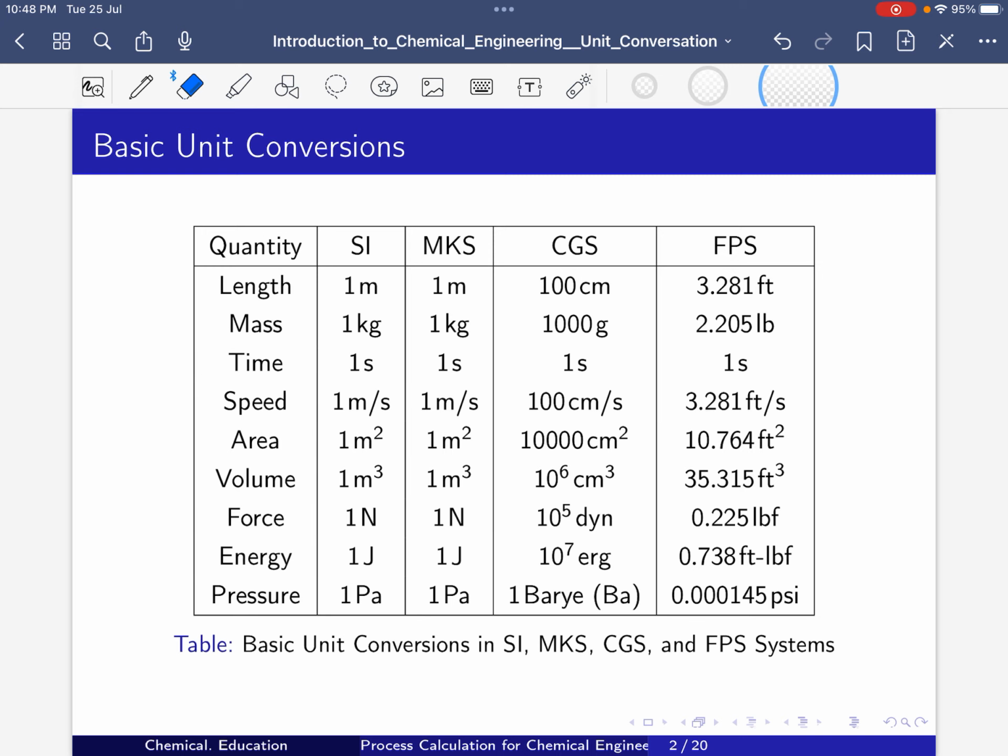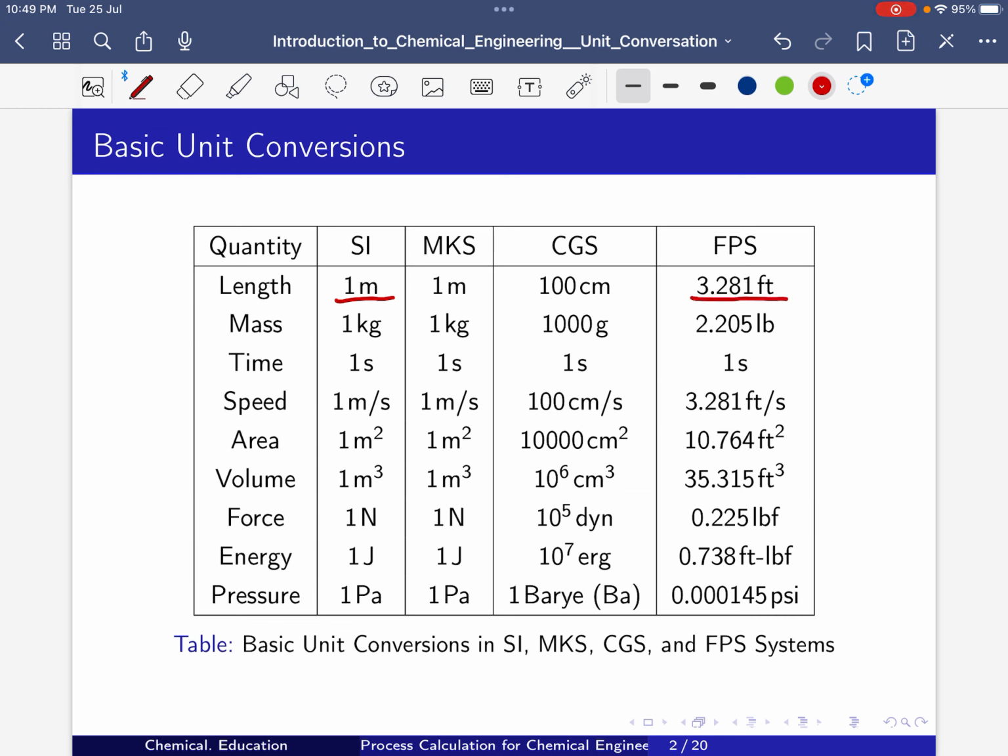Here I am giving the different systems as well as the physical quantities, like the physical quantity length. We know the SI unit is meter, MKS unit is meter, CGS unit is cm, and FPS is foot, right? So 1 meter in the MKS system is 1 meter, and in the CGS system the unit of length is the centimeter. Now how do you convert 1 meter to centimeter? 1 meter is equal to 100 centimeter, and 1 meter is equal to 3.281 feet.